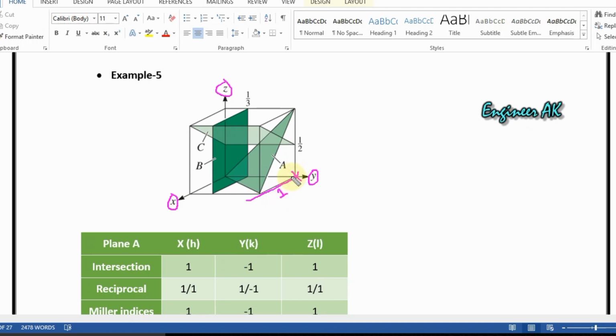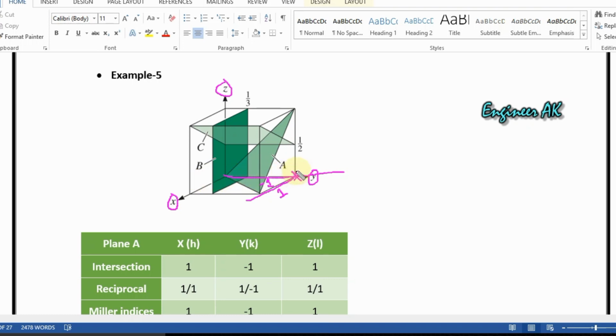Now if I move in the y-axis, we can see that it is also cutting at -1, right? Because if I move in this direction, it is the positive y-axis, and if I take this as my origin and move to the left side, it is my negative y-axis, right? So it is cutting at -1, right?